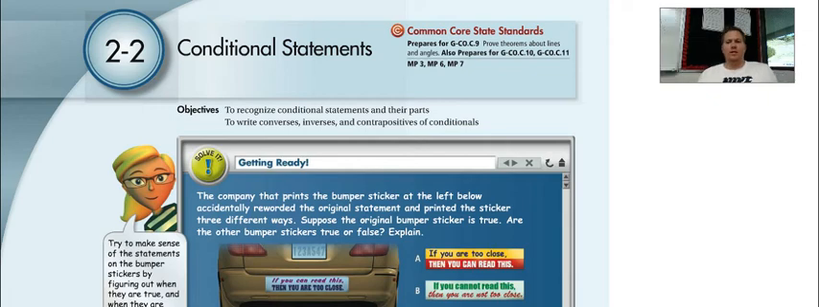All right, welcome. So we're going to be doing 2.2. Make sure that you have the header 2.2 Conditional Statements written down at the top of your paper. The objective today is to recognize conditional statements and their parts, and to write converses, inverses, and contrapositives of conditionals. Make sure you have the header right there.